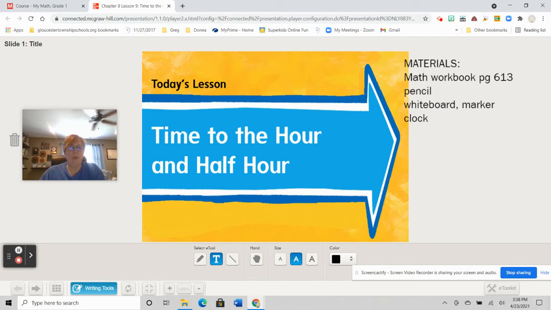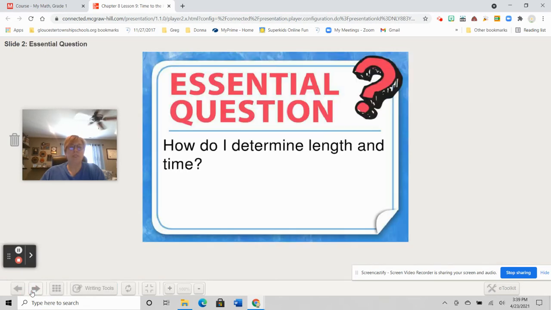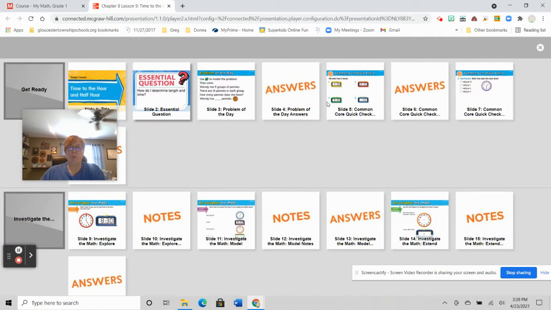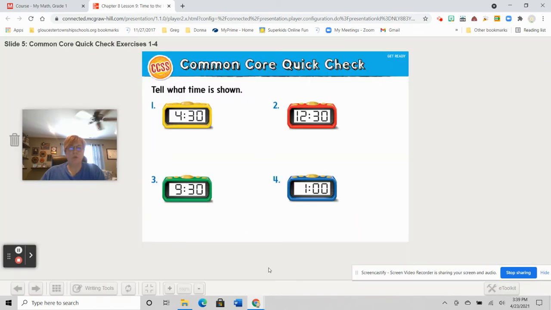Okay, so today we are going to work on time to the hour and half hour. All right. And we are working to answer the essential question of how do I determine length and time? Okay, so let's get started with our first question.